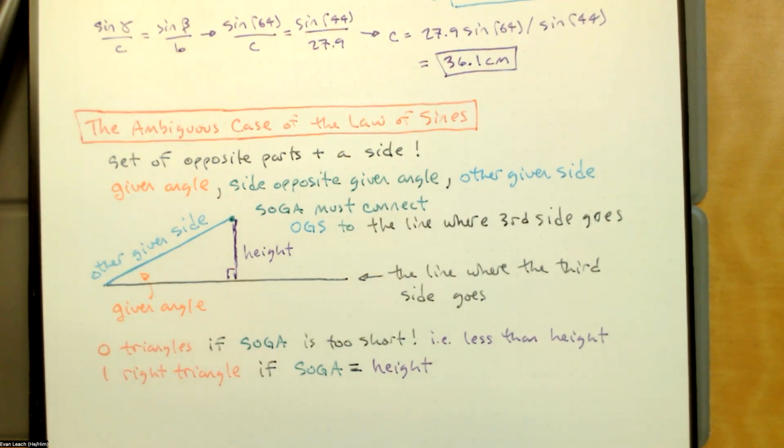Perfect fit. So I want to connect the side opposite the given angle from the other given side to the line where the third side goes, and it will fit perfect if the side opposite the given angle is equal to the height, and we'll get one right triangle.